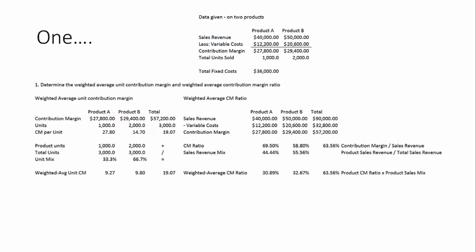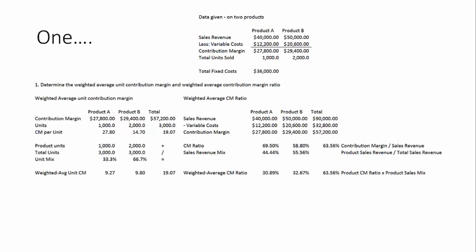Now let's look at the weighted average contribution margin ratio. We have our sales revenue, variable costs, and contribution margin that have been given to us in the problem itself. To get the contribution margin ratio for product A, and the same calculation applies for product B, you take the contribution margin of $27,800 and divide by the sales revenue of $40,000. That gives you a contribution margin ratio of 69.5%. For product B, it gives you 58.8%, and for the total of the two products, we get 63.56%. That's the number we're looking for.